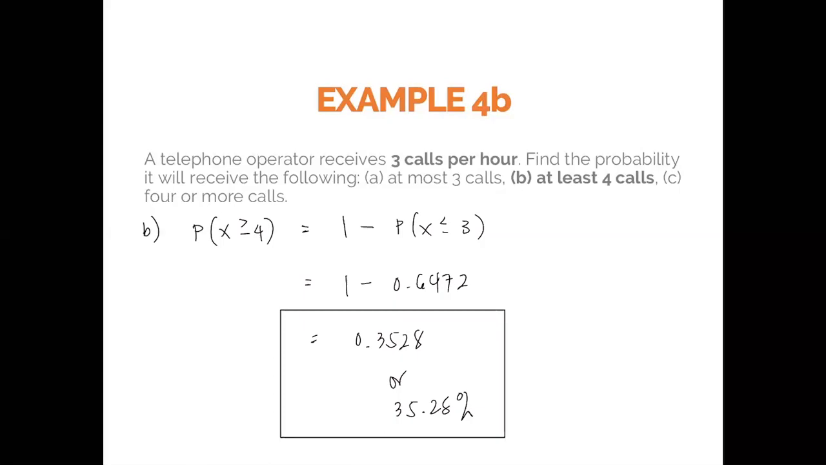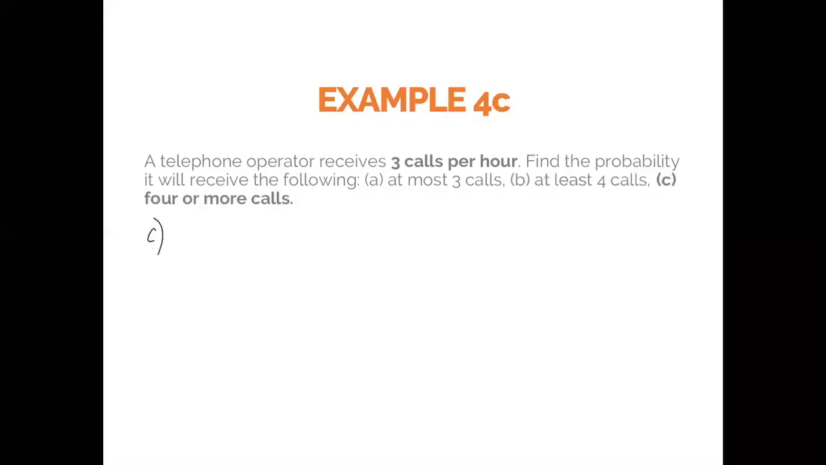Next. So, 4 or more calls. So, ibig sabihin, halos same idea siya nung at least 4 calls, no? Kasi wala nga tayong upper limit. So, it can be more than 4 calls. So, yung probability natin for letter C na x is equal to 4 or more equals na siya doon sa calculated natin which is 0.3528 or 35.28%. Okay? So, same na lang siya. Okay? So, ito yung para sa Poisson distribution.